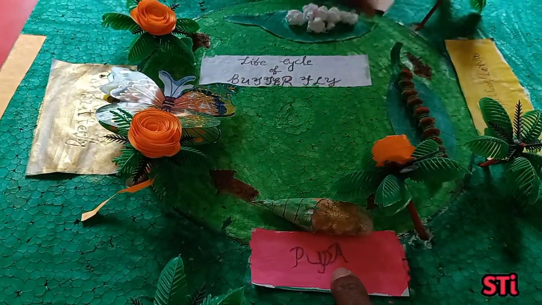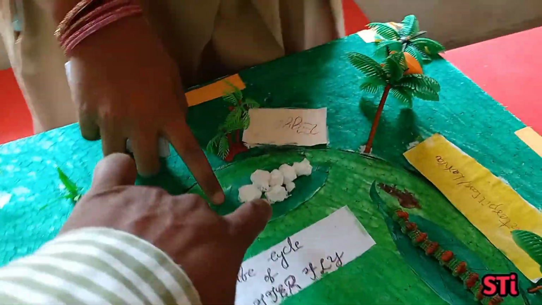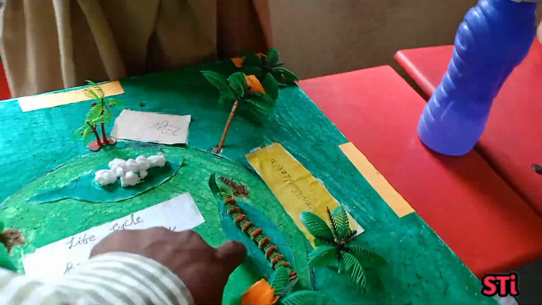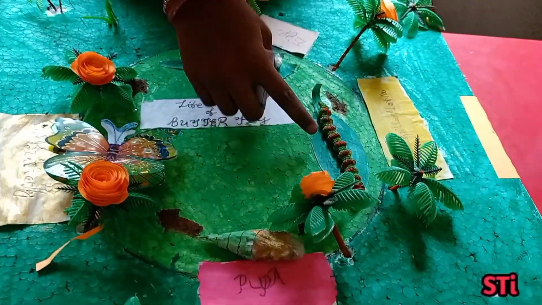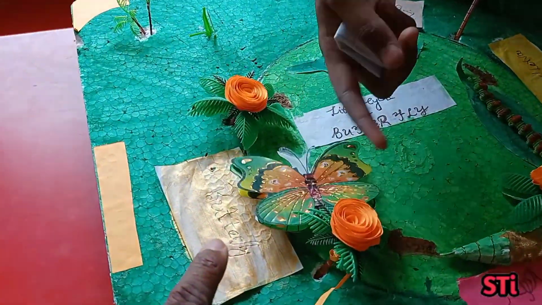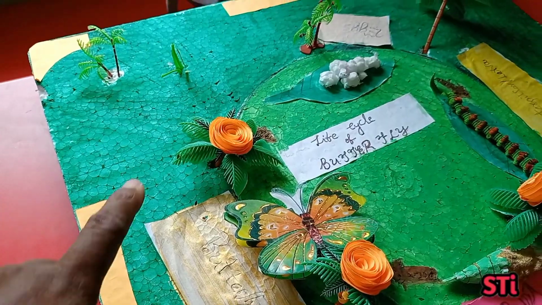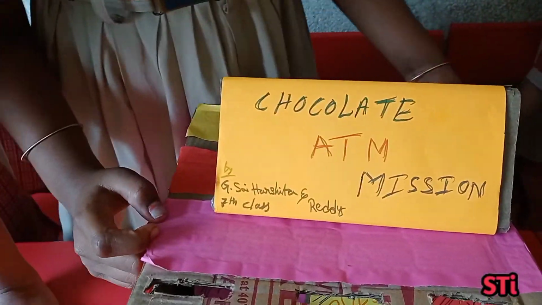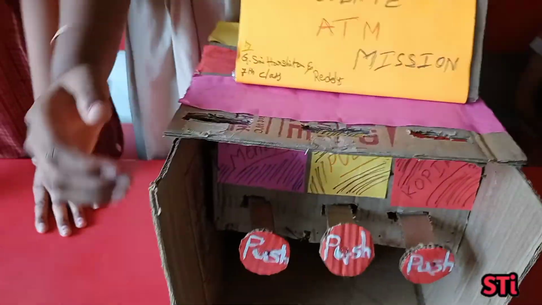Starting this one, huh? Next, second stage, huh? This one? Chocolate item, huh? How it smells, huh?